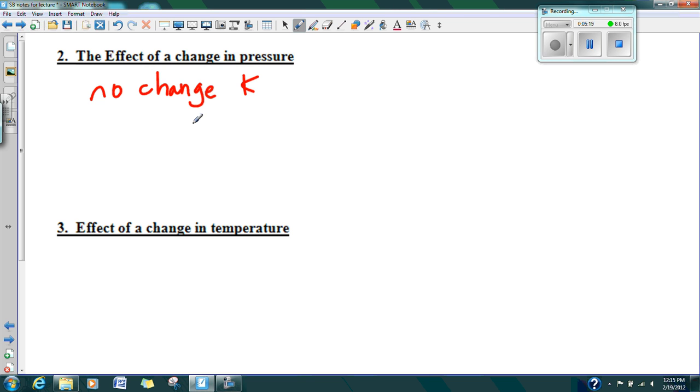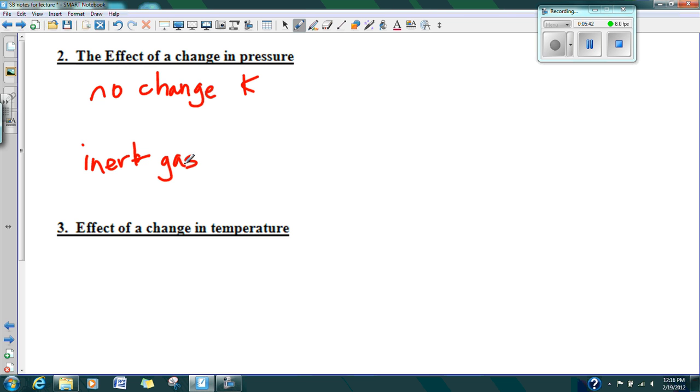Another thing that they like to talk about here in pressure is that if I add an inert gas, and again, remember an inert gas is one of our noble gases, there's not going to be any effect on concentration because this does not have any interaction with anything that's in the equation.